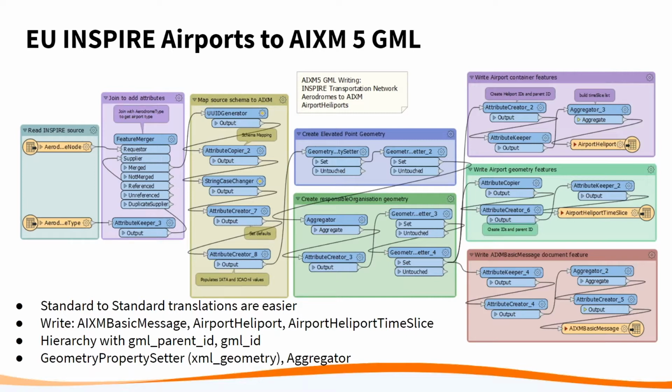And then the other key part that we've often come across is setting up the hierarchy with parent IDs. So you have GML ID and the parent ID, and that helps you define the hierarchy between features.